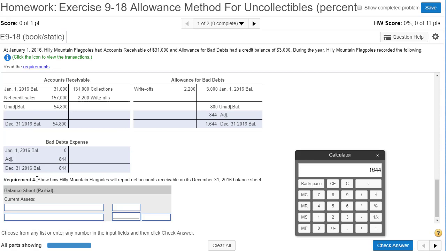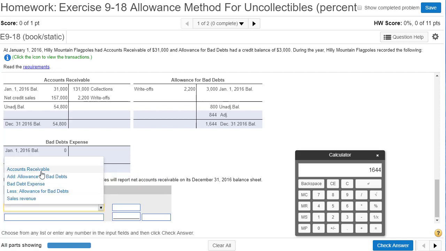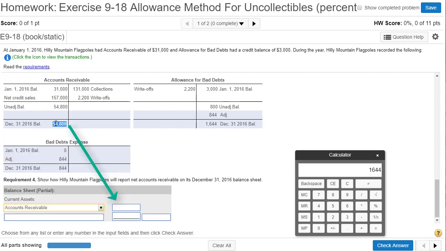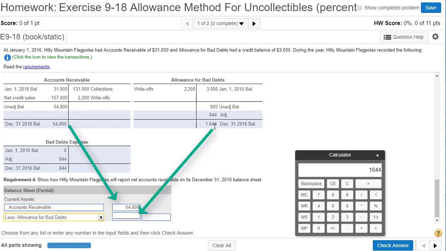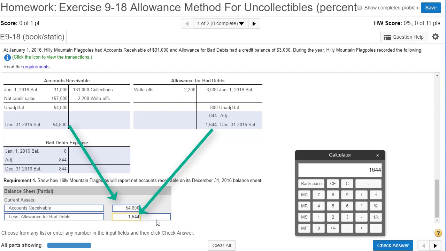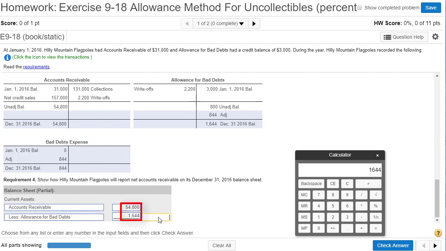Now the last thing we need to do, it says show how Healy Mountain Flagpoles will report the AR on its December 31st balance sheet. So we're going to show our gross AR, 54,800. And then we're going to subtract our allowance for bad debts, 1,644. And that gives us a balance, also called the net realizable value, of 53,156.